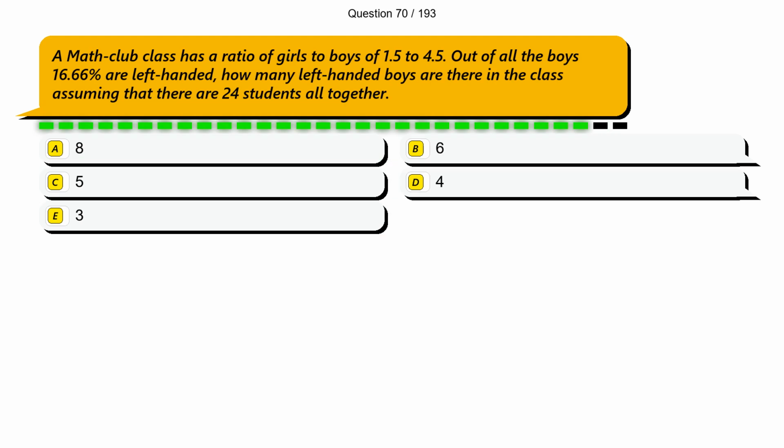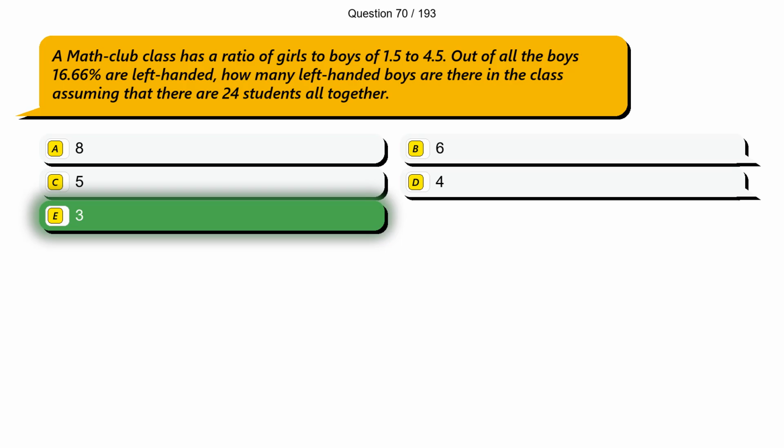Question 70. A math club class has a ratio of girls to boys of 1.5 to 4.5. Out of all the boys, 16.66% are left-handed. How many left-handed boys are there in the class, assuming that there are 24 students altogether? Option A, 8. Option B, 6. Option C, 5. Option D, 4. Option E, 3.